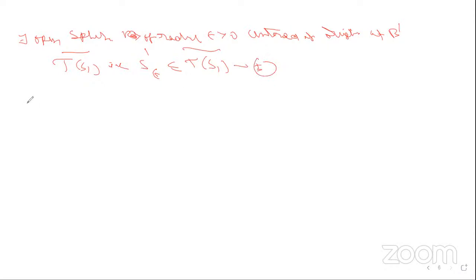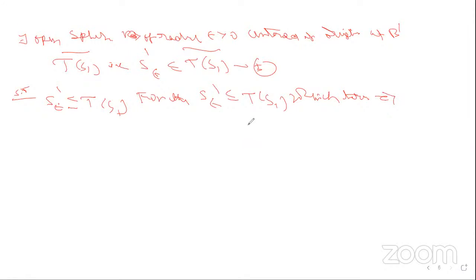Now we need to show that S_epsilon dash is a subset of or equal to T of S_1. For this, we show that S_epsilon dash is a subset of or equal to T of S_1, which implies that S_epsilon/3 dash is a subset of or equal to T of S_1. Hence proved.